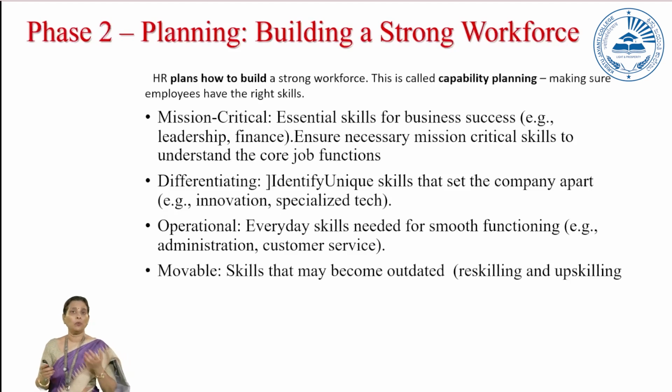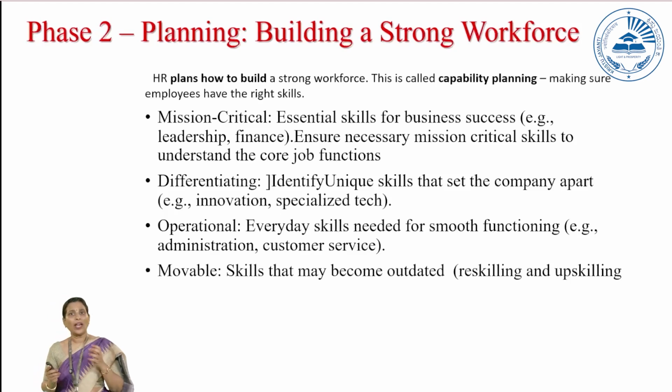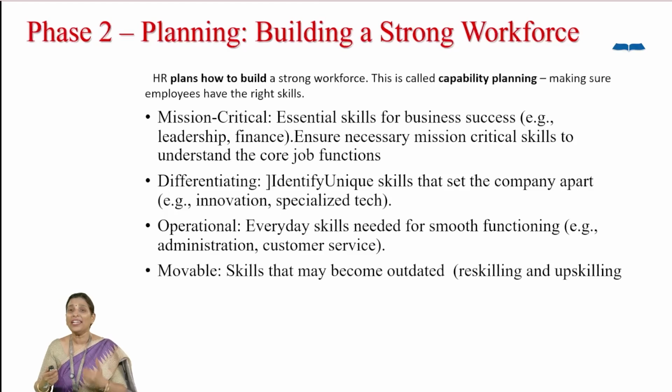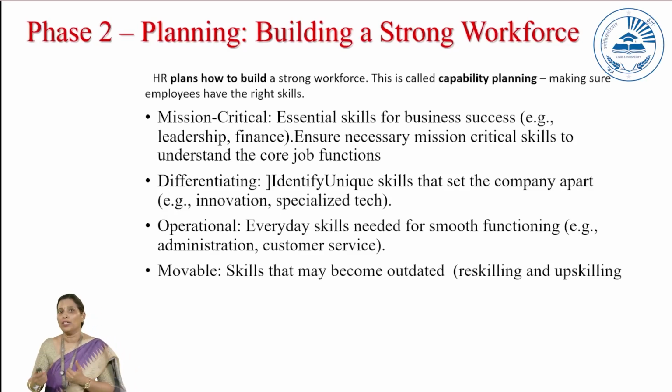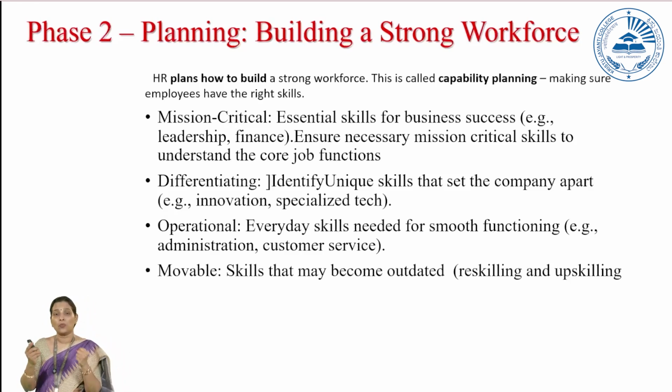Okay, the third important variable in this planning phase is operational. So HR needs to ensure whether they have taken some employees with the skills that are required for running the function smoothly. Okay, running day-to-day activities smoothly. And the last one is movable. So what do you mean by movable? All those skills which are outdated have to be recognized very well, and it should not be continued further.